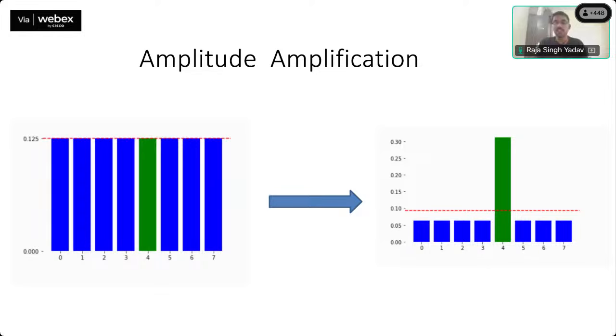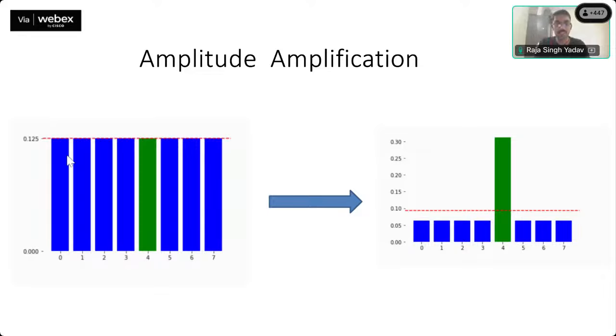And the idea is, suppose this green bar which I'm having is index 4, right? I want to actually find this number. How to find that number is called the amplitude amplification method. What this method generally does is increase the amplitude for the marked element which you're looking for, and decrease the amplitude of the rest of the elements.